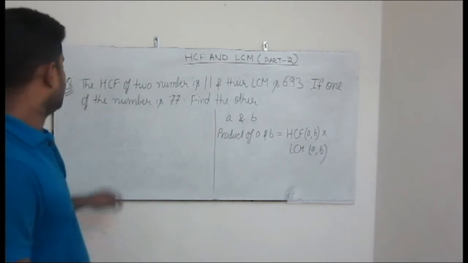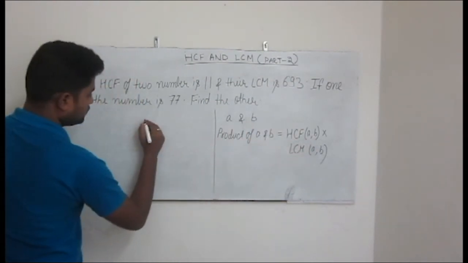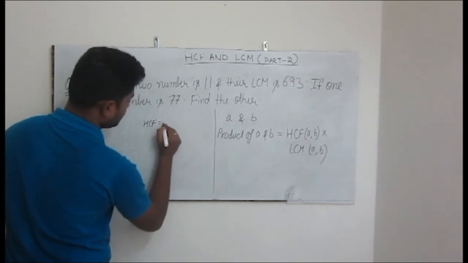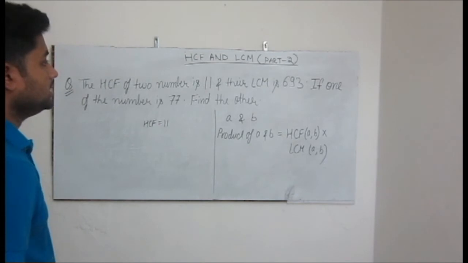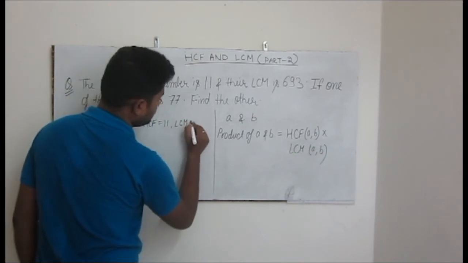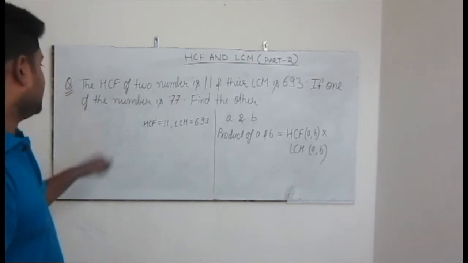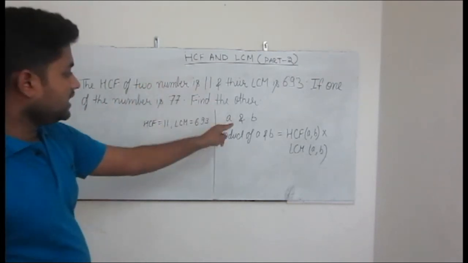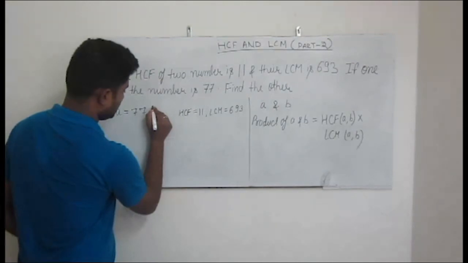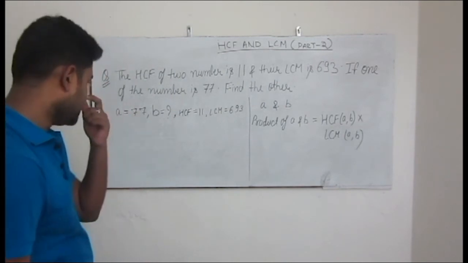Here we can see that the HCF of two numbers is 11. And the LCM of the two numbers is also given, which equals 693. If one of the numbers is 77, it means either A or B is given. So let us assume A is 77. We have to find the other, B, which is not given. So we will find B.